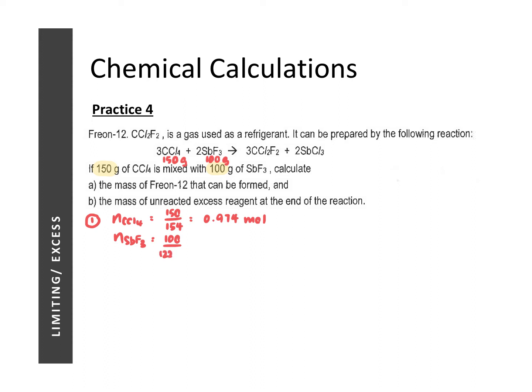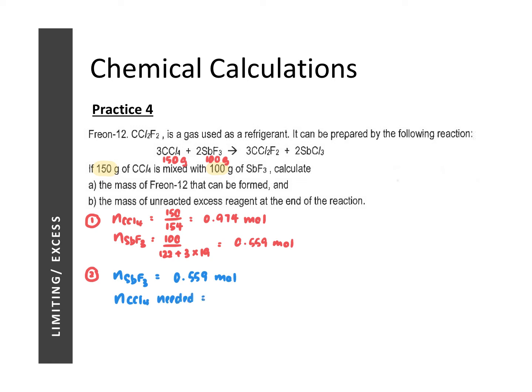The molar mass of antimony trifluoride is 122 plus 3 times 19, and that would give us 0.559 mole. Okay, so step number 1 in a limiting excess question once again is to find the number of moles of both reactants. Next, we have to pick one reactant. So in this case, for example, if I were to pick my antimony trifluoride, we have found that there is 0.559 mole. So step number 2 is to use mole ratio between the two reactants to find the number of moles of CCl4 that is needed.